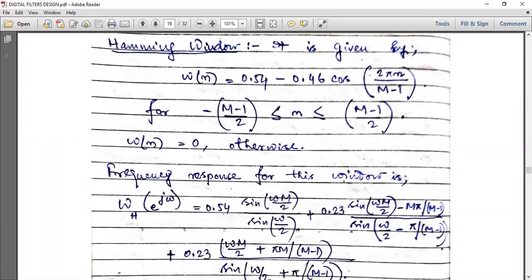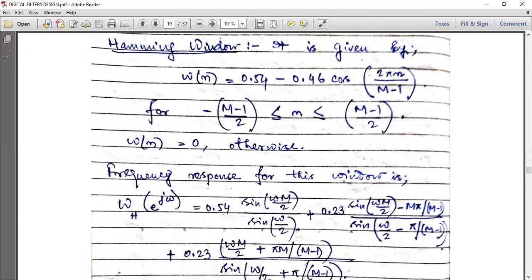So you see, like the rectangular window, the Hamming window is also a type of window, and it's given by w(n) equal to 0.54 minus 0.46 cos of 2 pi n by (M minus 1). M is the length of the FIR filter, and the range for w(n) will be minus (M minus 1) by 2 less than or equal to n, which is less than or equal to (M minus 1) by 2. And w(n) will be 0 otherwise.